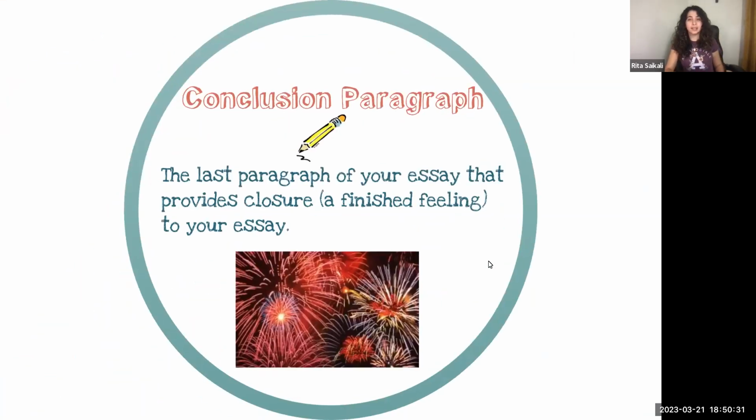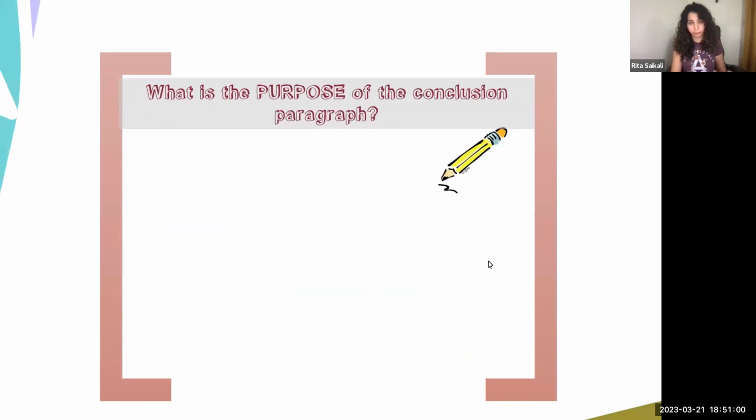All right. So what is a conclusion paragraph? A conclusion paragraph is the last paragraph of your essay that provides closure, which is a finished feeling to your essay. So you want the reader to feel like, I'm done. You know what I mean? It's like a signal that this is the end of my writing. So you want it almost to summarize what your other paragraphs have talked about.